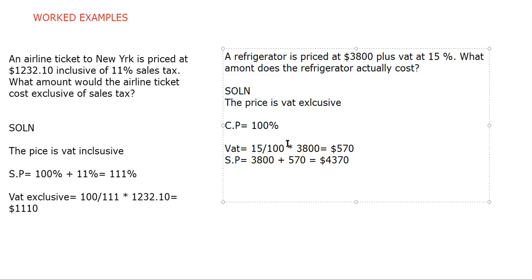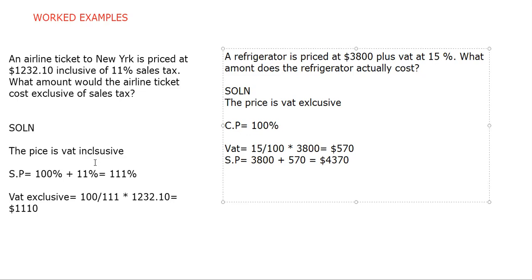So to explain this question again, how do we know the difference between our cost price and our selling price? Our cost price is always 100%. Our selling price would either be more than the cost price or less than the cost price. And in this case, it's more because we have to add 15% VAT. So that's why we are working out the 15% VAT and adding it back to the cost price, because it has to sell at 4370, which is the 3800 plus the VAT.